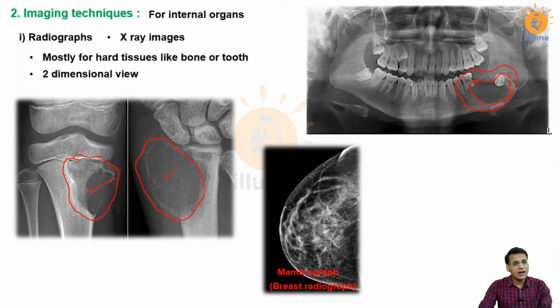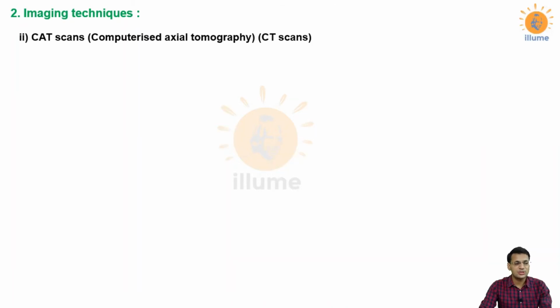Now what is a mammograph? A mammograph is a breast radiograph. A radiograph taken of the breast is called a mammograph. Mammo is a prefix used for breast, and this is done in cases of breast tumors.